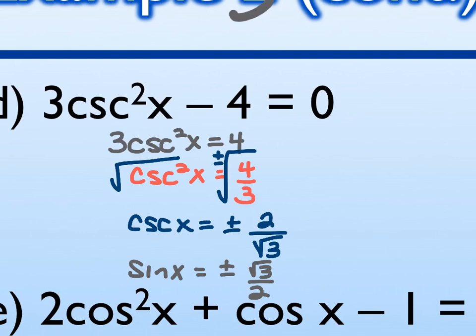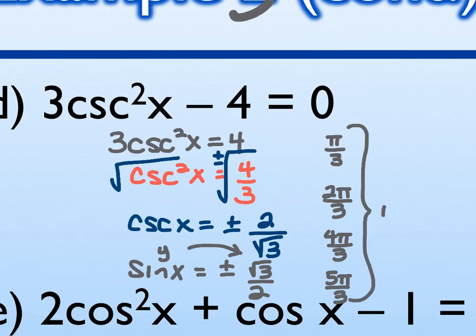And again, going around your unit circle, you can look at yours if you need it, but hopefully you remember that this is saying where is y, root 3 over 2, and that's at every over 3 on your circle. So pi over 3, 2 pi over 3, 4 pi over 3, and 5 pi over 3. And then because it didn't restrict my domain again, to each of these I would add 2k pi.